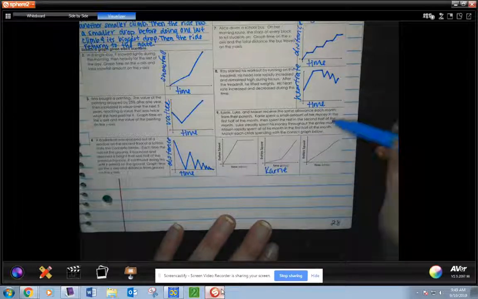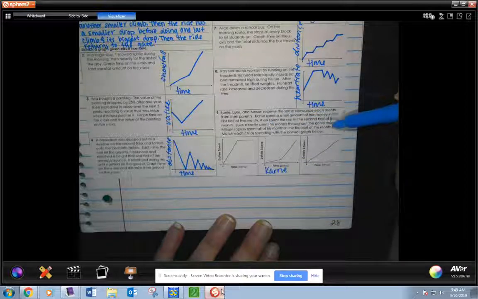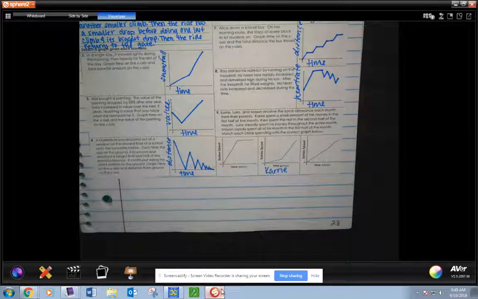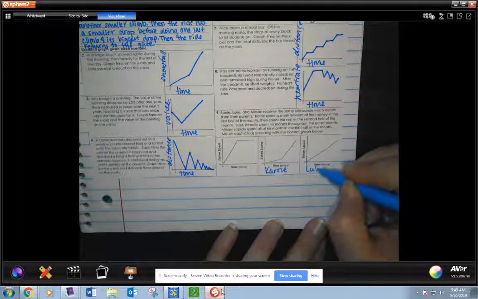Okay, now I'm going to move to Luke. Luke steadily spent his money throughout the entire month. So Luke spent steady the entire time. It was never fast. It was never slow. It was like at the same rate the whole time. So therefore, the only one moving at the same rate would be Luke.